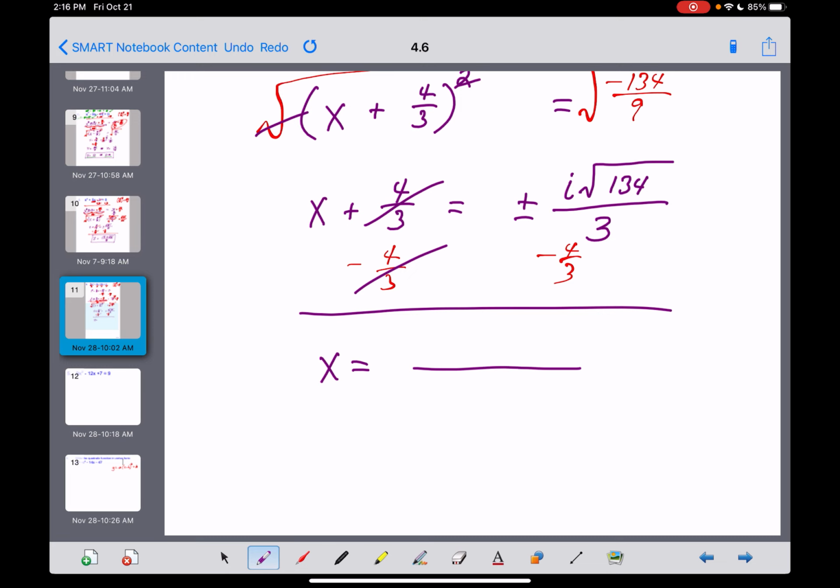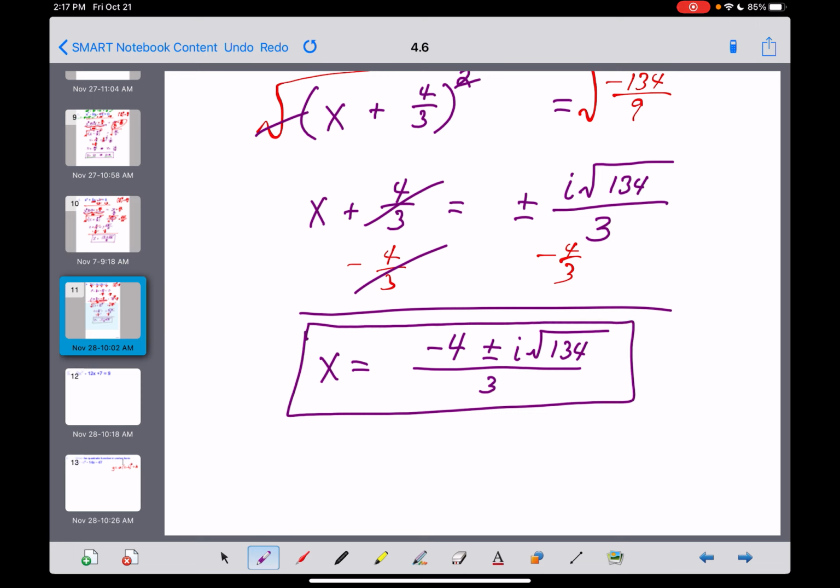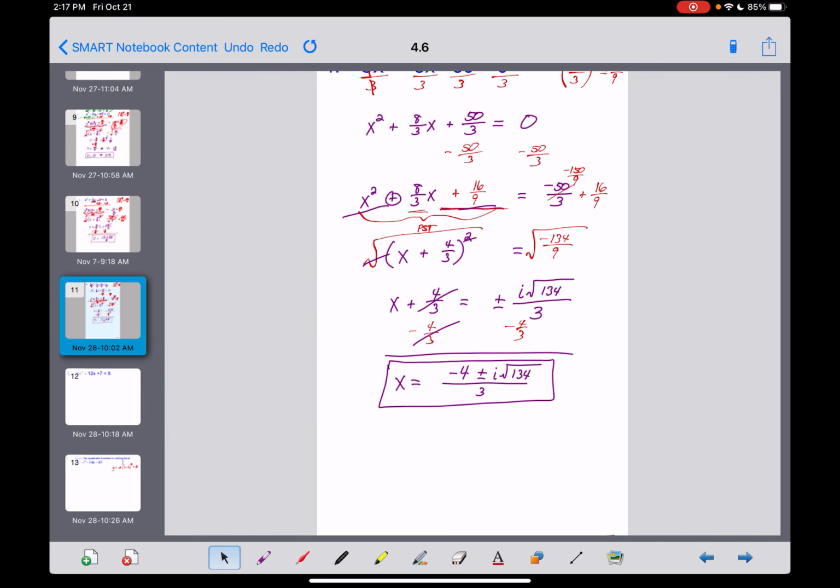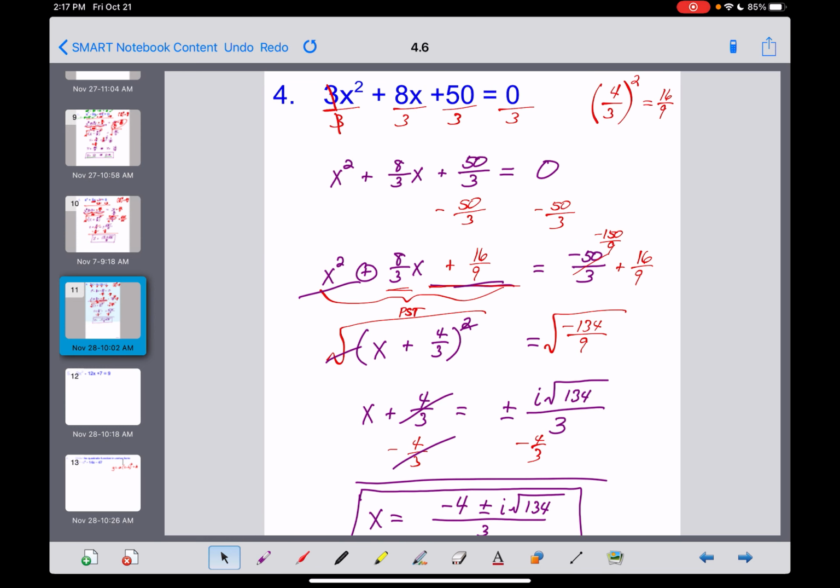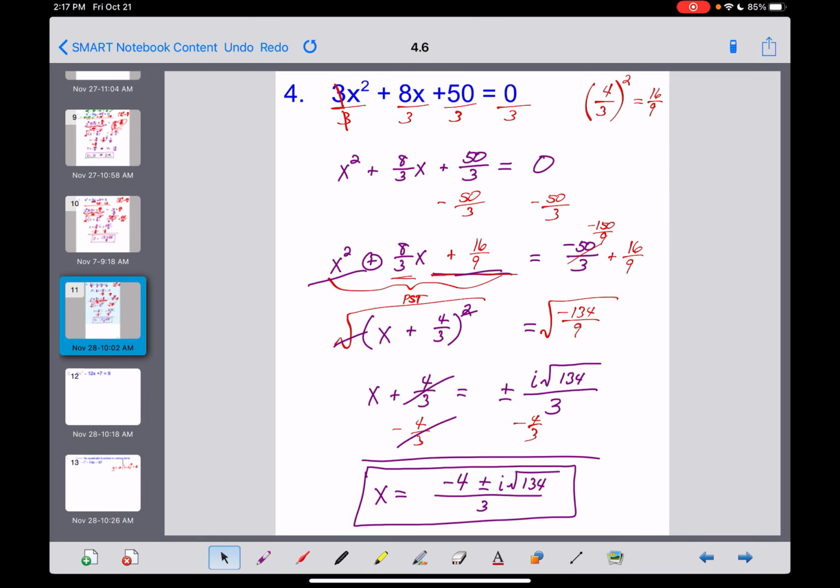And I would write this as a negative 4 out in front, plus or minus i times the square root of 134 all over 3. That problem got uglier than it should have, so I don't want you guys to panic too much about where the i came from. But I did want you to see in that example how you handle it when you have a leading coefficient other than 1. We had to divide out that 3 right off the bat, and then we were able to proceed, even though that problem was pretty ugly.